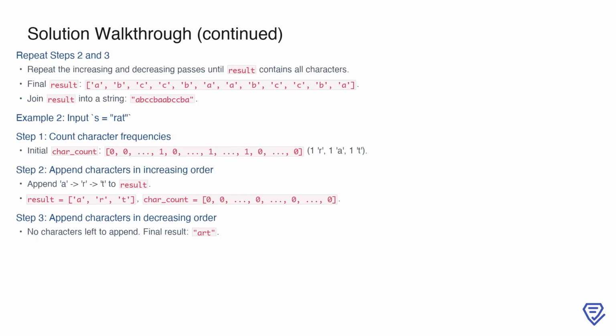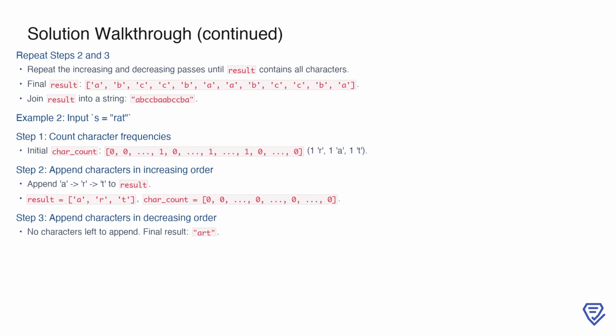To complete the solution, we repeat the process of appending characters in both increasing and decreasing order until all characters are used. For this example, we continue alternating these passes until the result contains all occurrences of A, B, and C. The final result list becomes A, B, C, C, B, A, A, B, C, C, B, A. Joining these characters together gives the output string abccbaabccba.